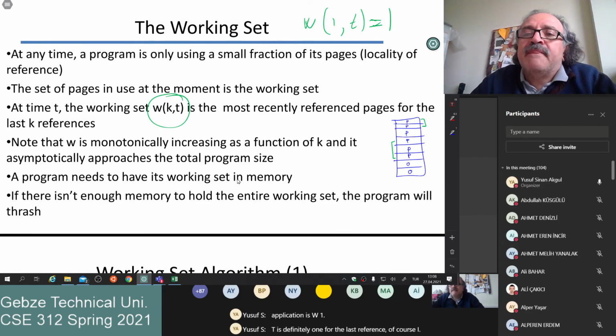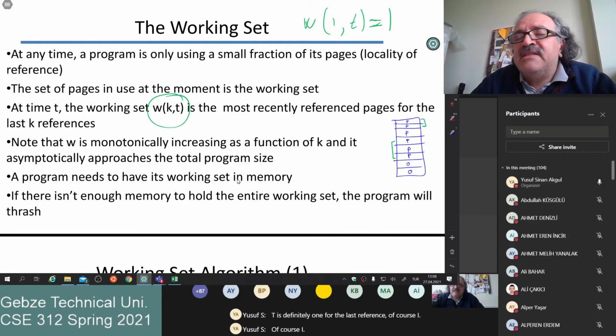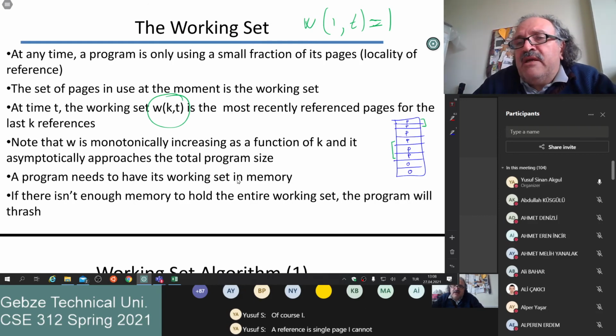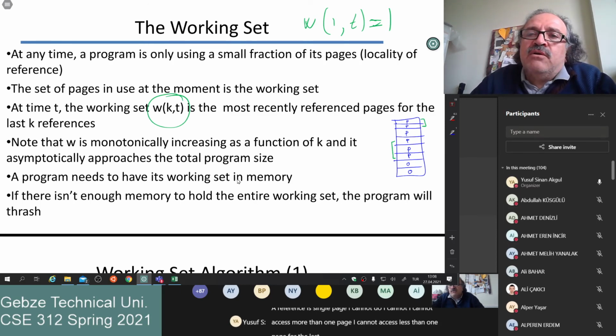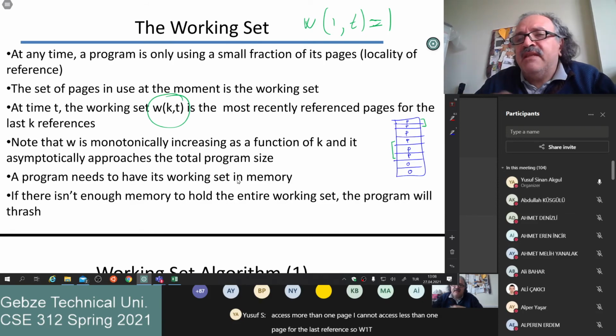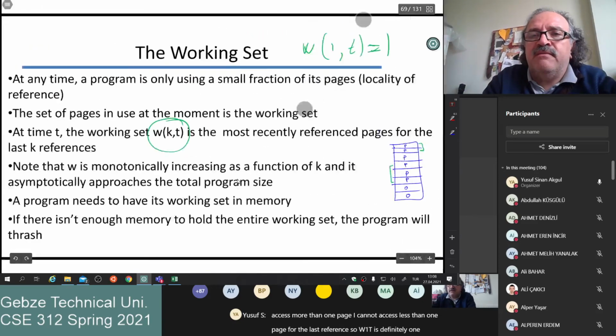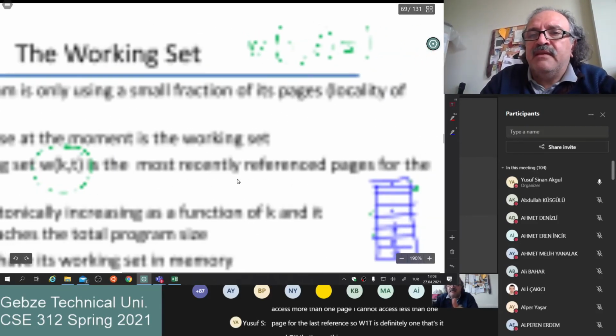For the last reference, of course I reference a single page. I cannot access more than 1 page. I cannot access less than 1 page for the last reference. So W(1,t) is definitely 1. That's it. Good. That's one thing.